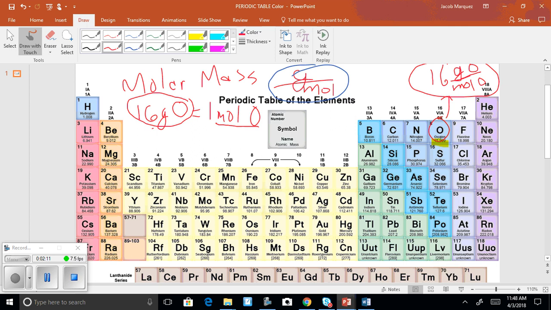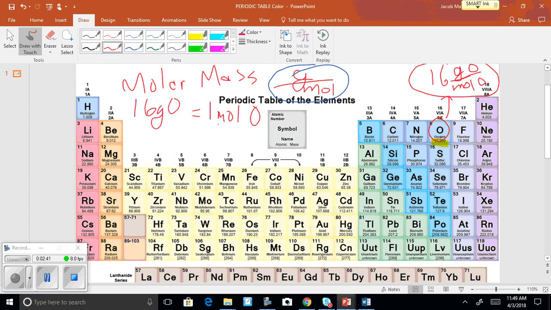What happens if I have 8 grams of oxygen? How many moles of oxygen would I have? Well, if 16 grams of oxygen equals 1 mole, and now I have 8 grams of oxygen, well, 8 is half of 16, so I would have half a mole of oxygen. Okay, now that's a pretty simple example. So that was an easy problem.